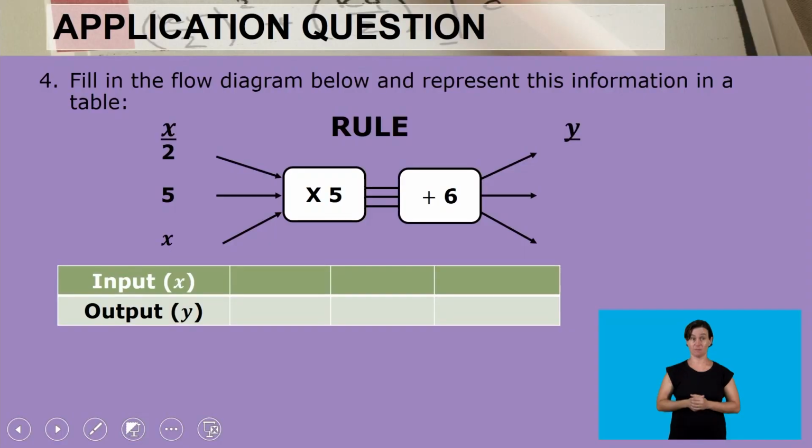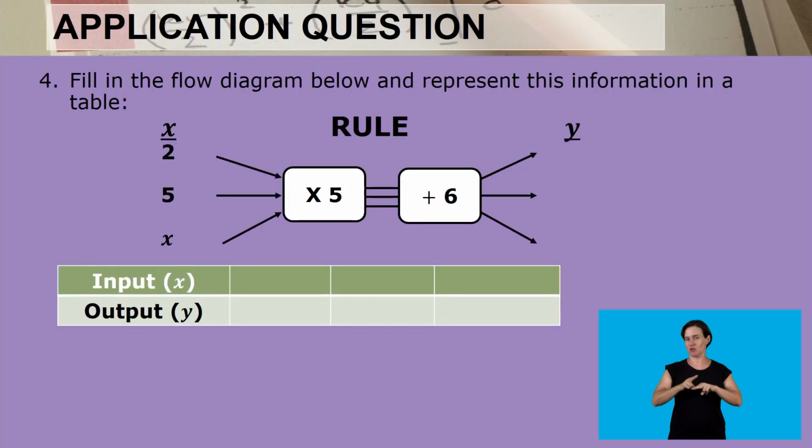Now our next question here says, fill in the flow diagram below and represent this information in a table. So we want to see how a table can represent the same equivalent form. So the flow diagram and the table would be representing the same relationship or the same function.